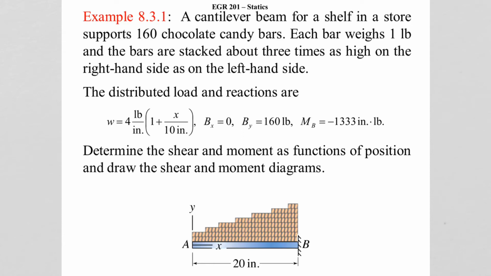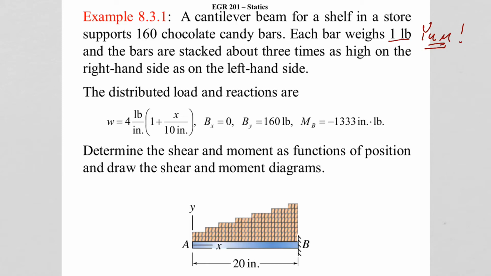Okay, so in this example, we have a cantilever beam for a shelf in a store, supports 160 chocolate candy bars. Each candy bar weighs 1 pound. I say yum. 1 pound candy bar. That sounds good to me. That's fun size, not those little teeny things that they call fun size.